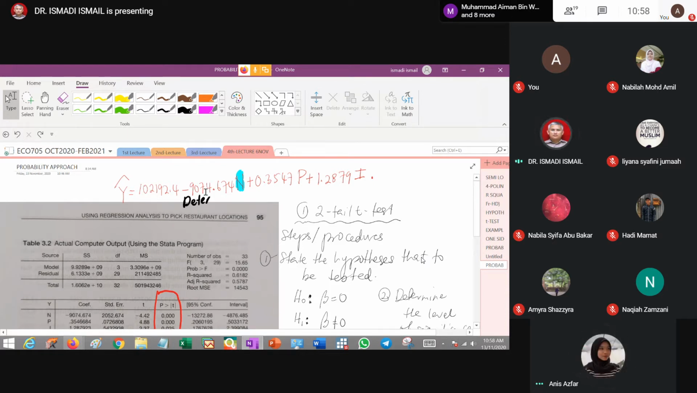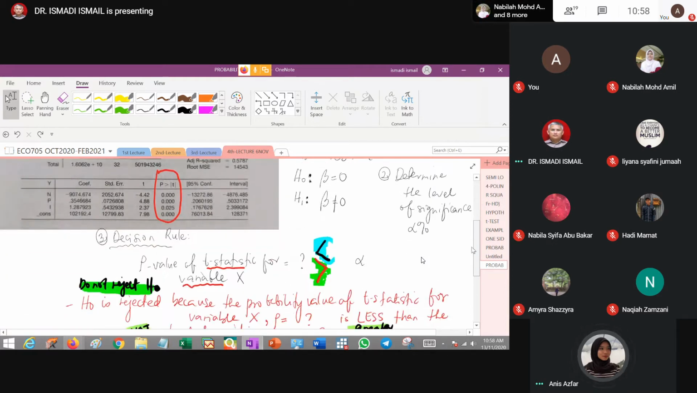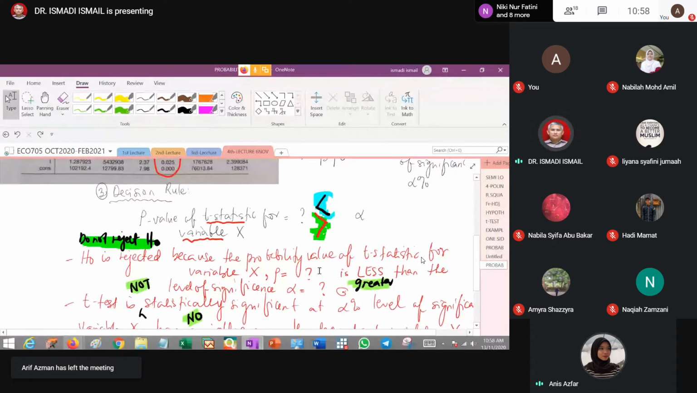Doctor, can you please repeat on the p-value is greater than alpha? Okay. P-value greater than alpha, so do not reject H0. Okay. Do not reject H0.